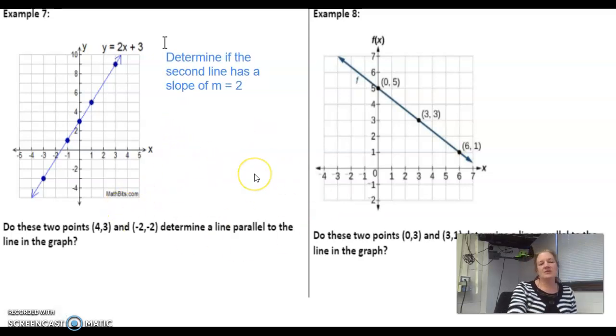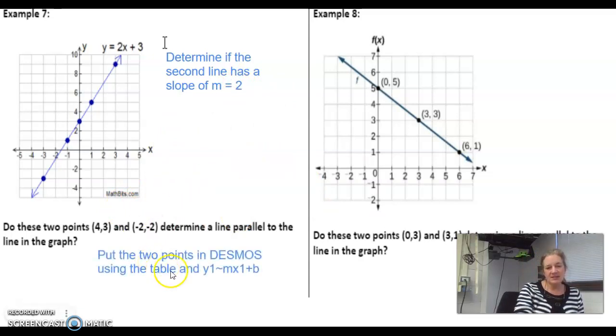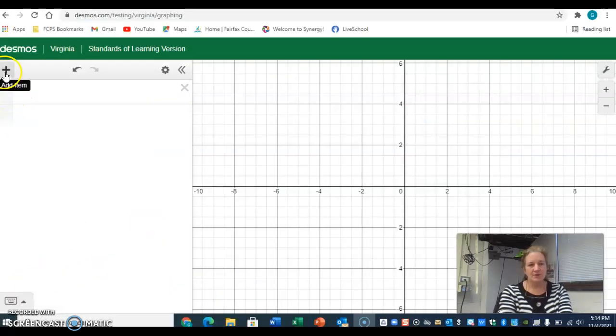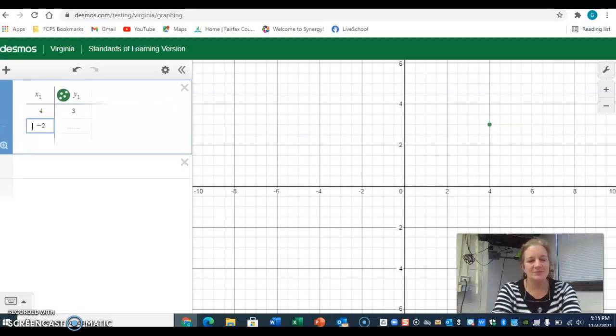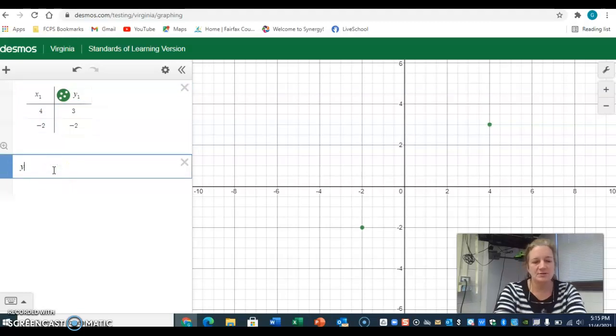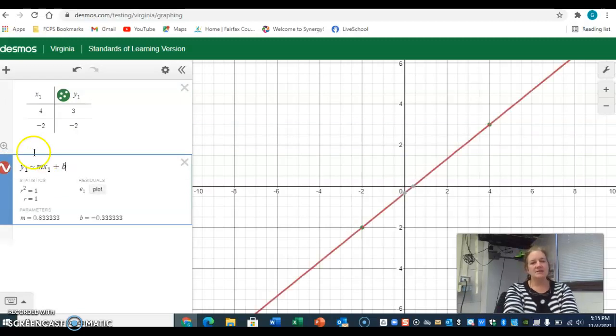I need to determine if my slope is 2, right? So I'm going to take these 2 points, put them into Desmos and use the table trick. Okay, so I'm going to click on the plus sign, go to the table, and put the points in exactly the way they were on my notes. So 4, 3, and negative 2, negative 2. And then remember I put my little equation down here, so I have y1, and I use a squiggle, not an equal sign, mx1 plus b. And it does the math for me.